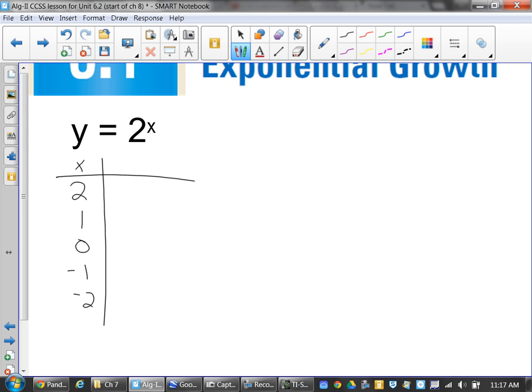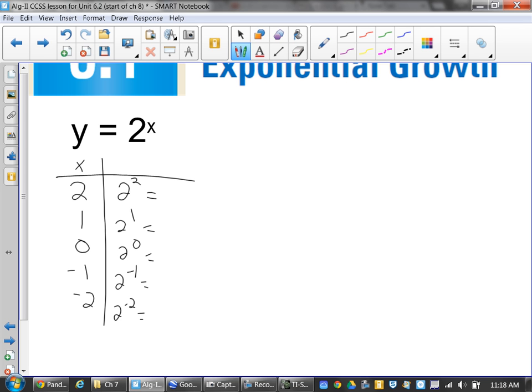So what I want to do here is I'm always going to pick very easy values to start with. 2, 1, 0, negative 1, negative 2. What we're doing here is looking at what's happening around the y-axis, the vertical axis. We're seeing what's happening around 0. It's a very simple thing to do. Now remember, you're just substituting values of x. So you've got 2 squared, 2 to the first, 2 to the 0, 2 to the negative 1, 2 to the negative 2.